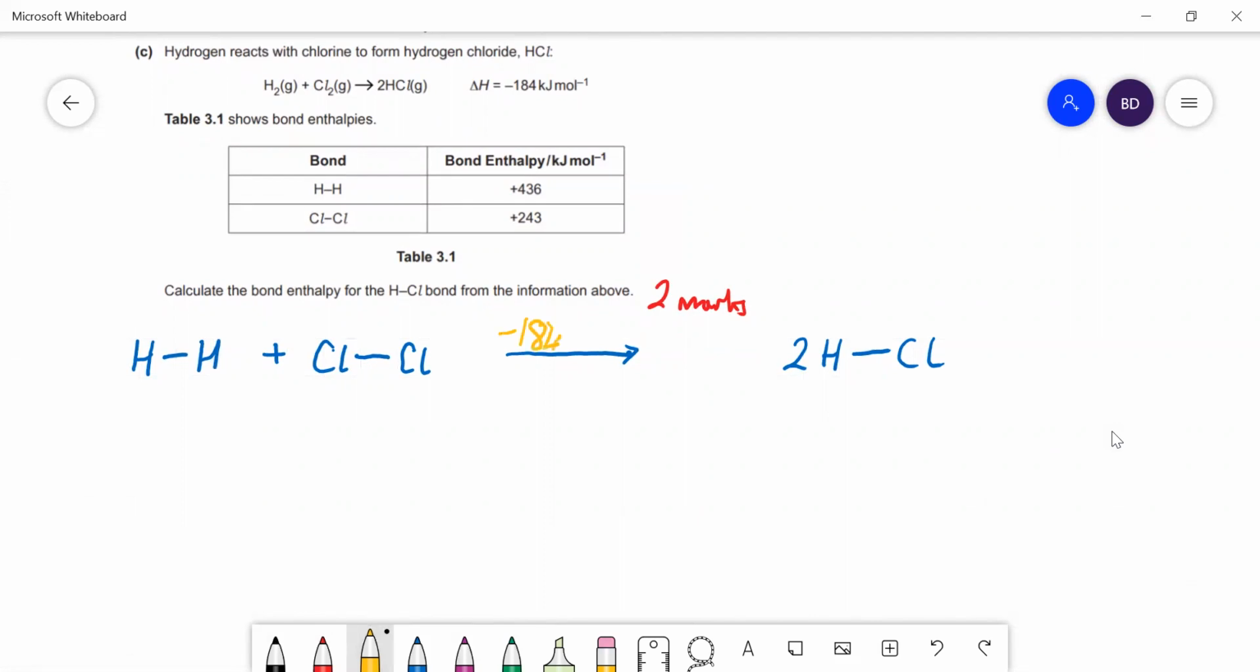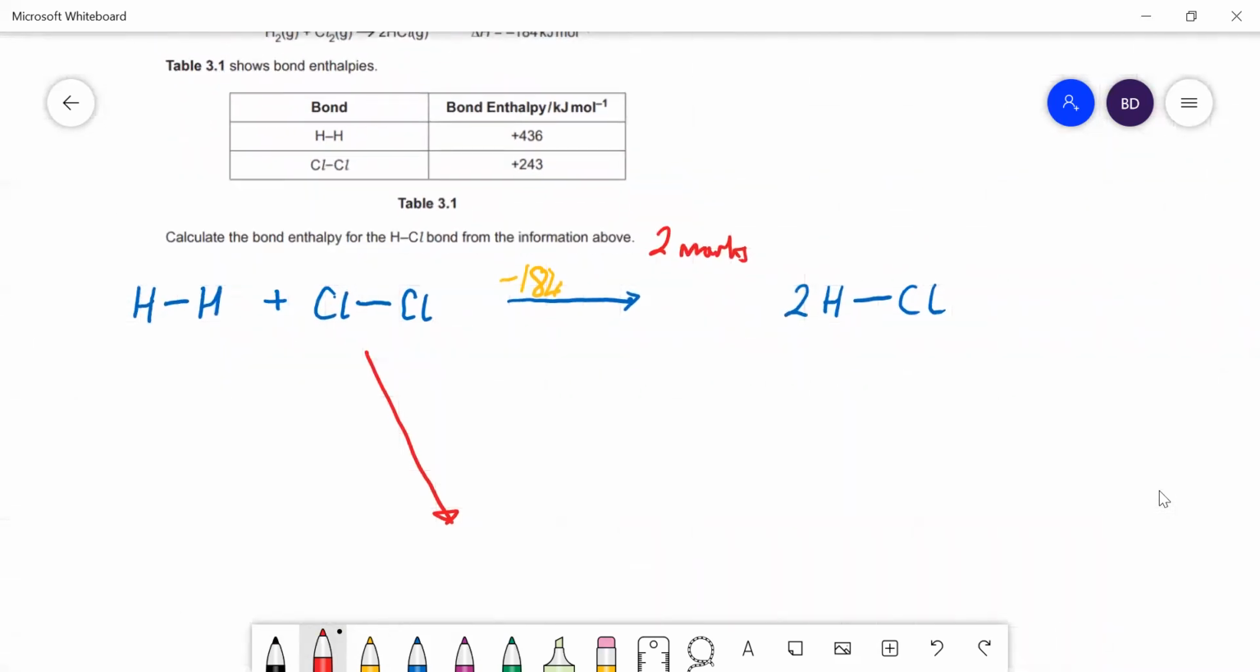Right, what I like to do with these, if you're given bond energies, is to draw one arrow going down. I'm going to break every bond and get gaseous atoms. So we're going to get 2 hydrogen atoms and 2 chlorine atoms. And then we're going to build it all back up again by forming bonds. Okay, so you've got a Hess's law cycle here.